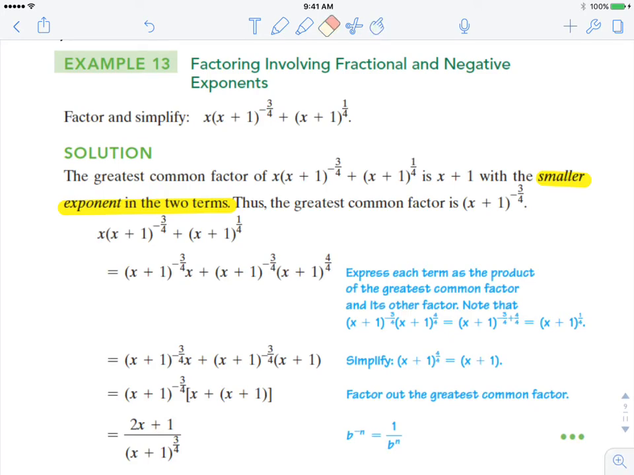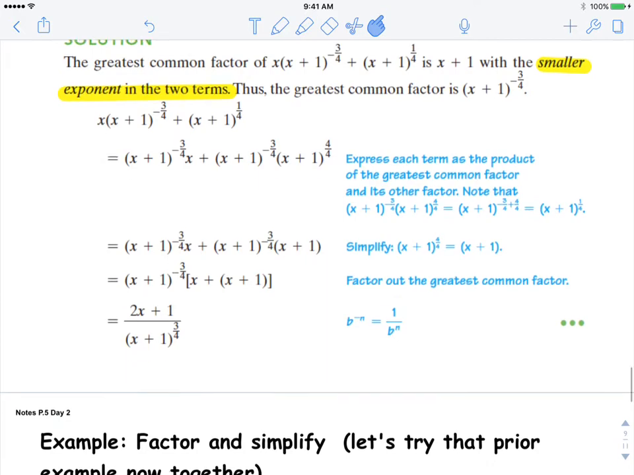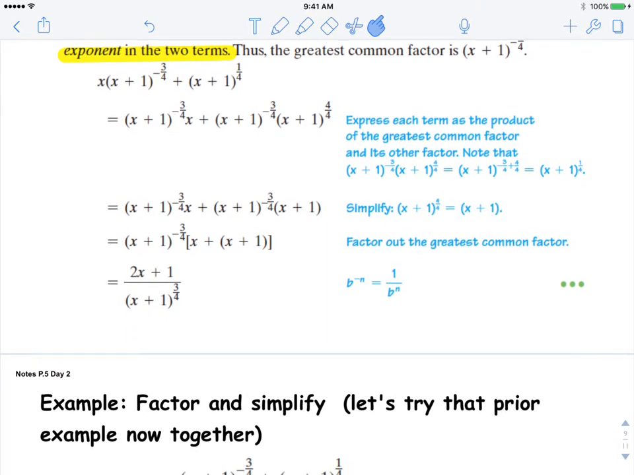So how this works, if we move down to here, is you're factoring out the smallest exponent. In this case, each term is a product of the greatest common factor. So we're going to be taking out the negative 3/4 as the smaller one. Even though 1/4 looks smaller, it's actually the negative. So that's what you're dividing out.